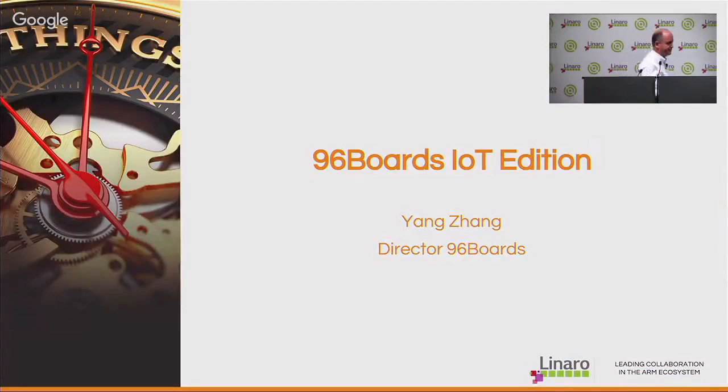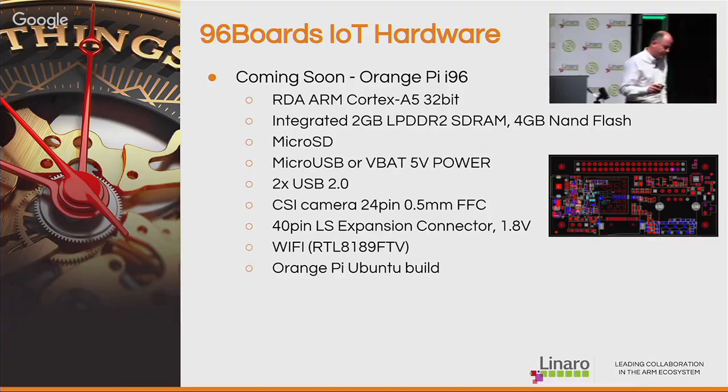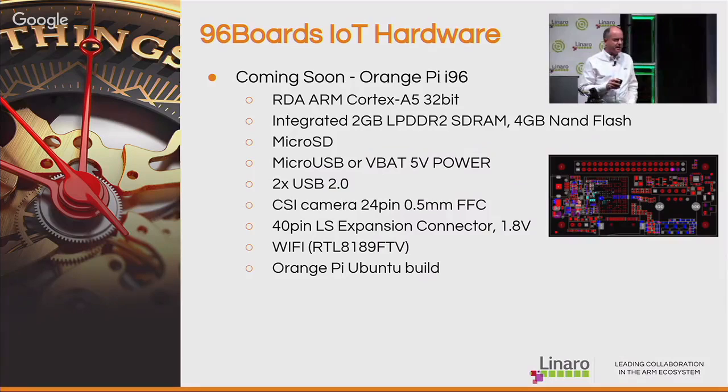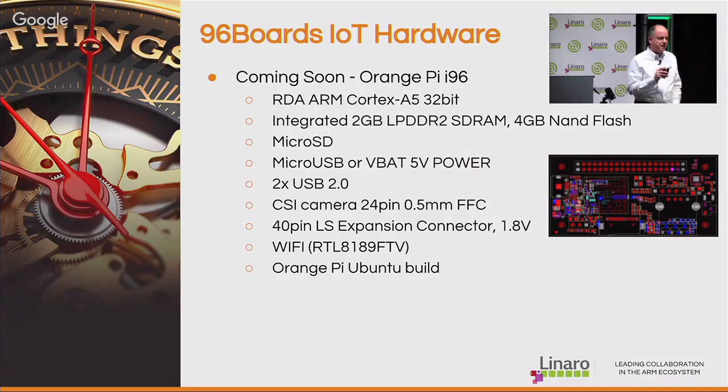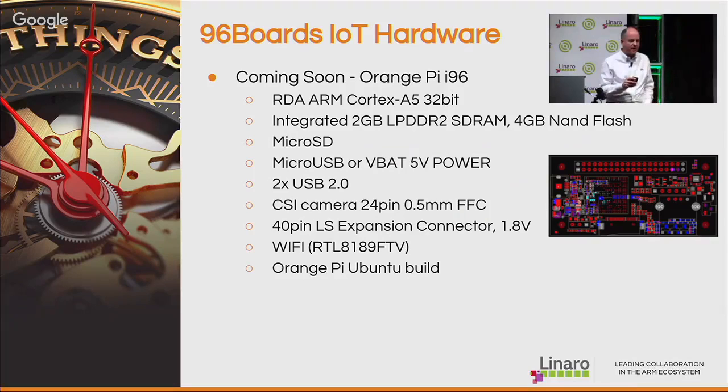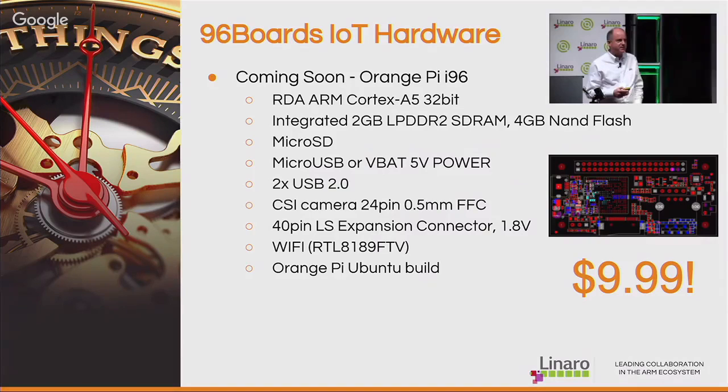Okay, so it's not only Cortex-M. I mentioned that the 96Boards specification also allows for Cortex-A, and very shortly you will be able to buy from the Orange Pi organization a product called Orange Pi i96. This is interesting because it has a low-end Cortex-A 32-bit device, but it has integrated 2 gigabytes of RAM and 4 gigabytes of flash, and it has Wi-Fi and a CSI camera interface on it. We can't wait to see what developers are going to do with this in the areas of vision and recognition systems and robotics and so on. And the amazing thing about this board is its price, which is going to be less than $10. So we're looking forward to seeing what you all do with that.